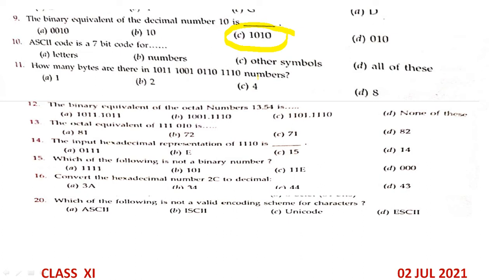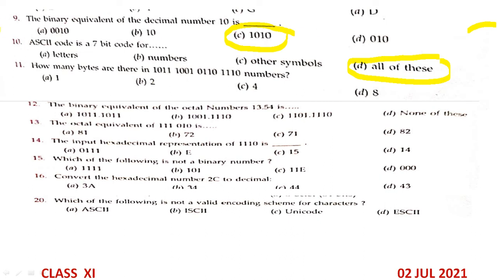Now the next question, ASCII code is a 7-bit code for dash. What is meant by ASCII actually? American Standard Code for Information Interchange. A 7-bit code. What all the things can you represent in that? You can represent letters, numbers, as well as other special characters like dollar, question mark, any delimiter, and all those possibly we can represent using ASCII.